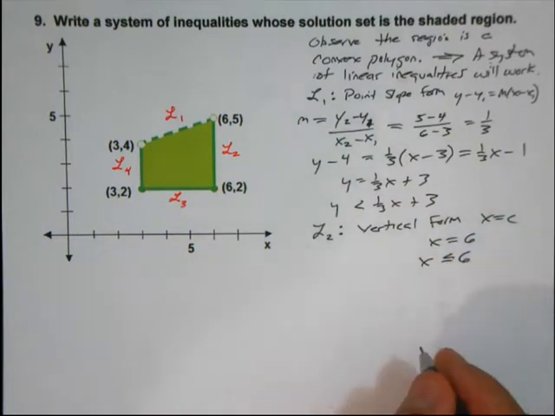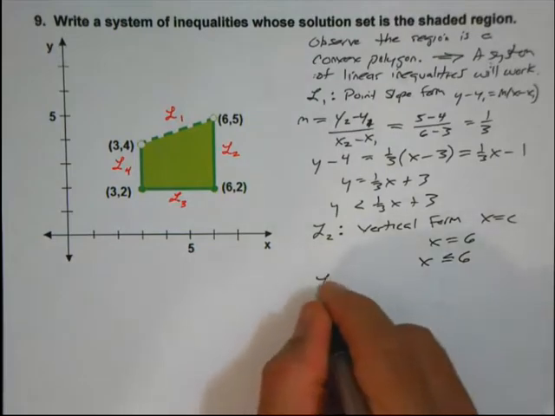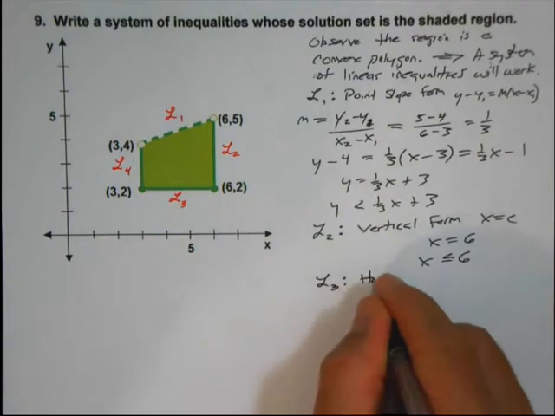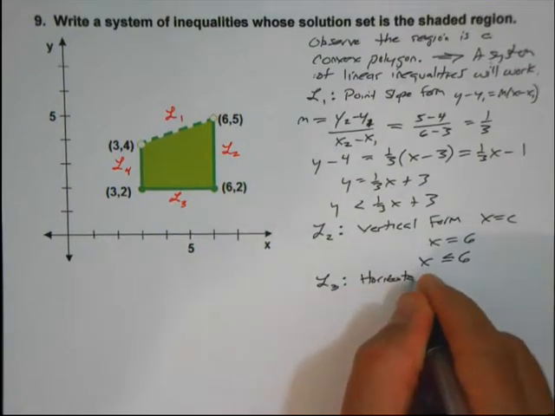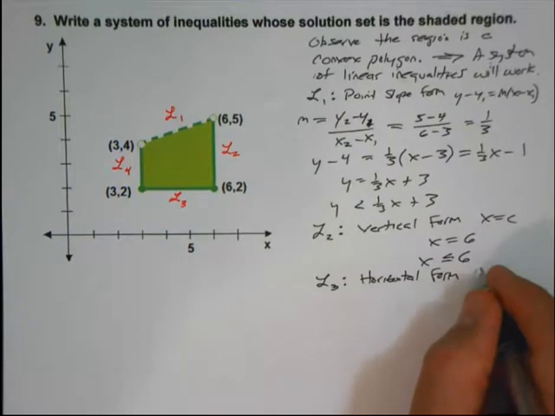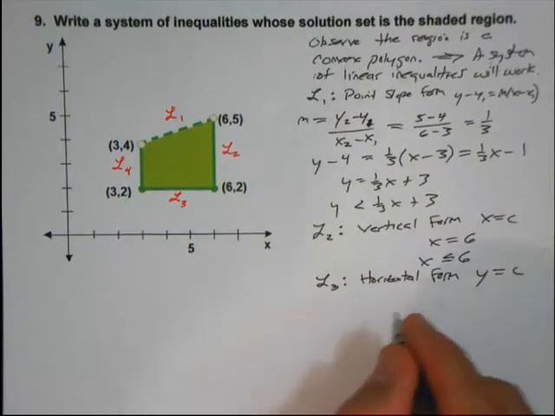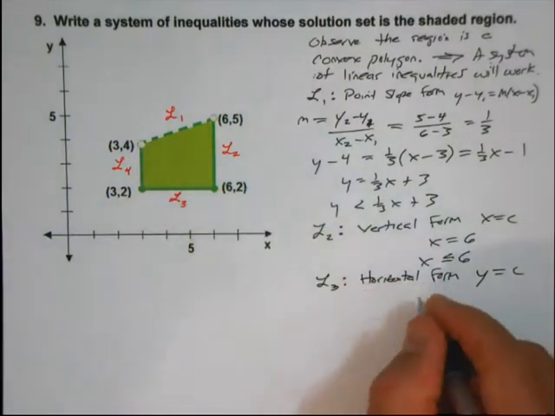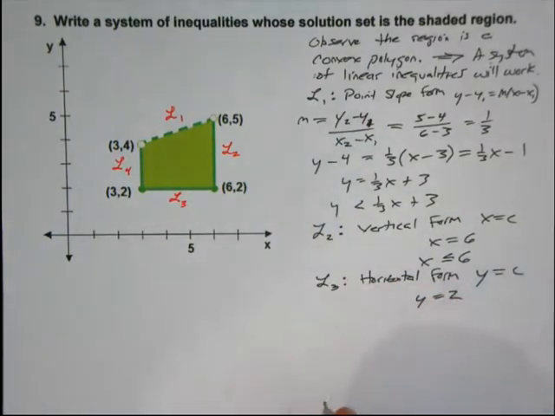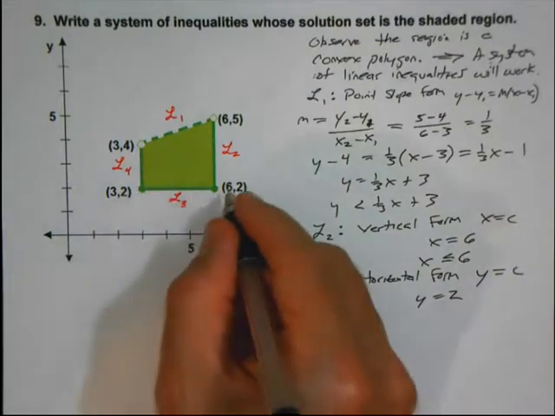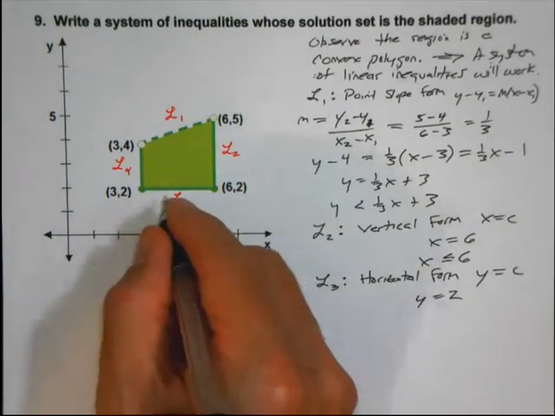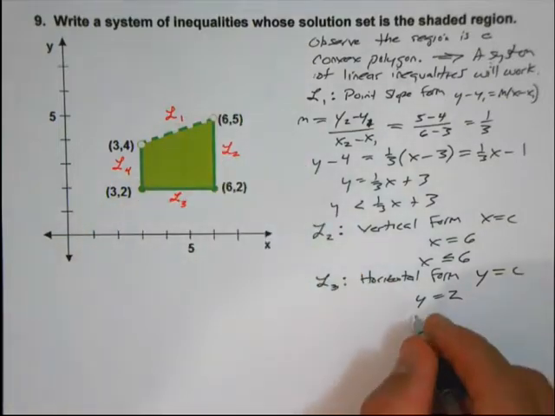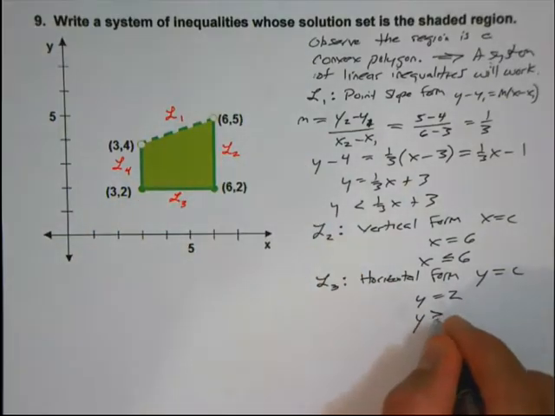Okay, let's go on to L3. In this case, it's a horizontal line, so the horizontal form comes to mind. That's y equals a constant. In this case, y is held to be 2. Now that is the boundary line. The inequality needs to include this boundary line and everything above it. Thus, we're thinking y greater than or equal to 2.